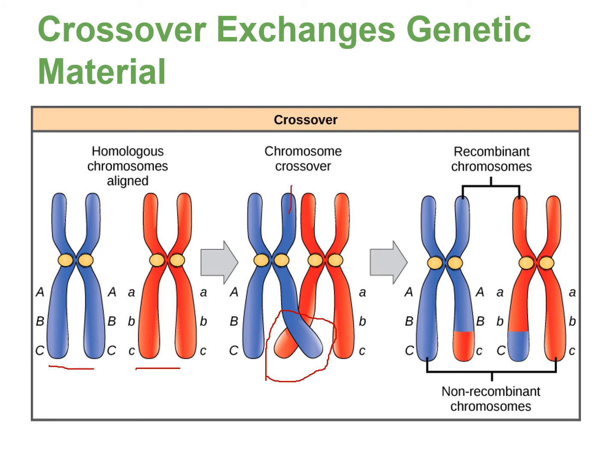And then the recombinant chromosomes are the ones that are actually exchanging the genetic information. So you can see this one here and this one here. They are considered to be the recombinant chromosomes. Again, here and here. So now you see this red piece in the blue chromosome, and you see this blue piece in the red chromosome. The chromosomes that do not exchange genetic information are known as non-recombinant chromosomes. So again, this piece here and this piece here are non-recombinant chromosomes because they're not exchanging genetic information.